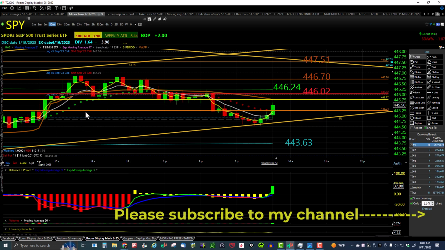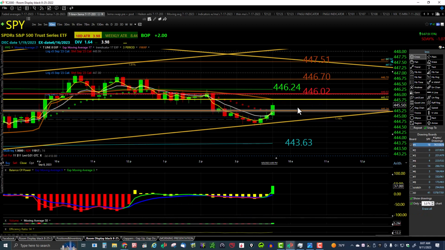Excuse me, traders. You can see right here, price was trading in and around 446.02. Now, we very well could have used 445.77, but I chose to use 446.02. I think I like that a little bit better, and we'll see what happens here.